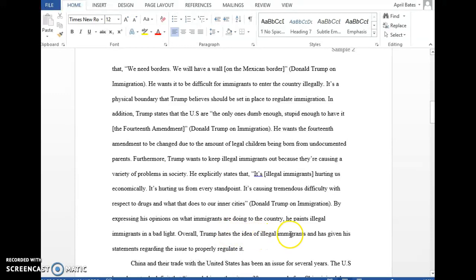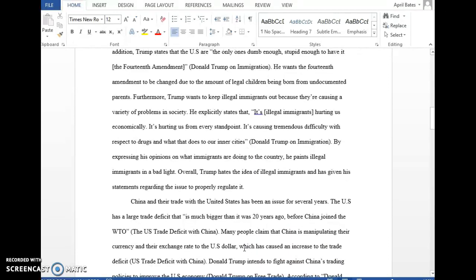Okay, and then he wraps up the paragraph. Overall, Trump hates the idea of illegal immigrants and has given statements regarding the issue to properly regulate it. So then he gives a little wrap-up sentence that tells us what this paragraph was about and how his evidence supported it.